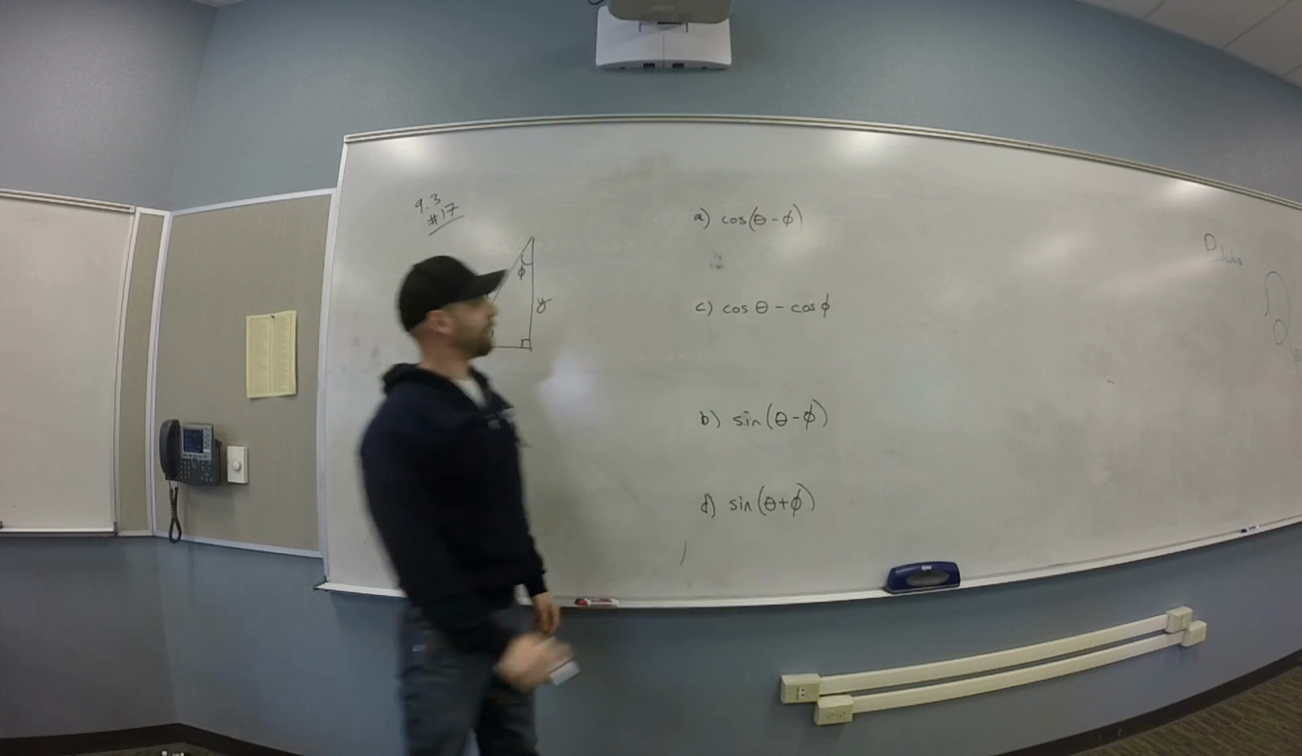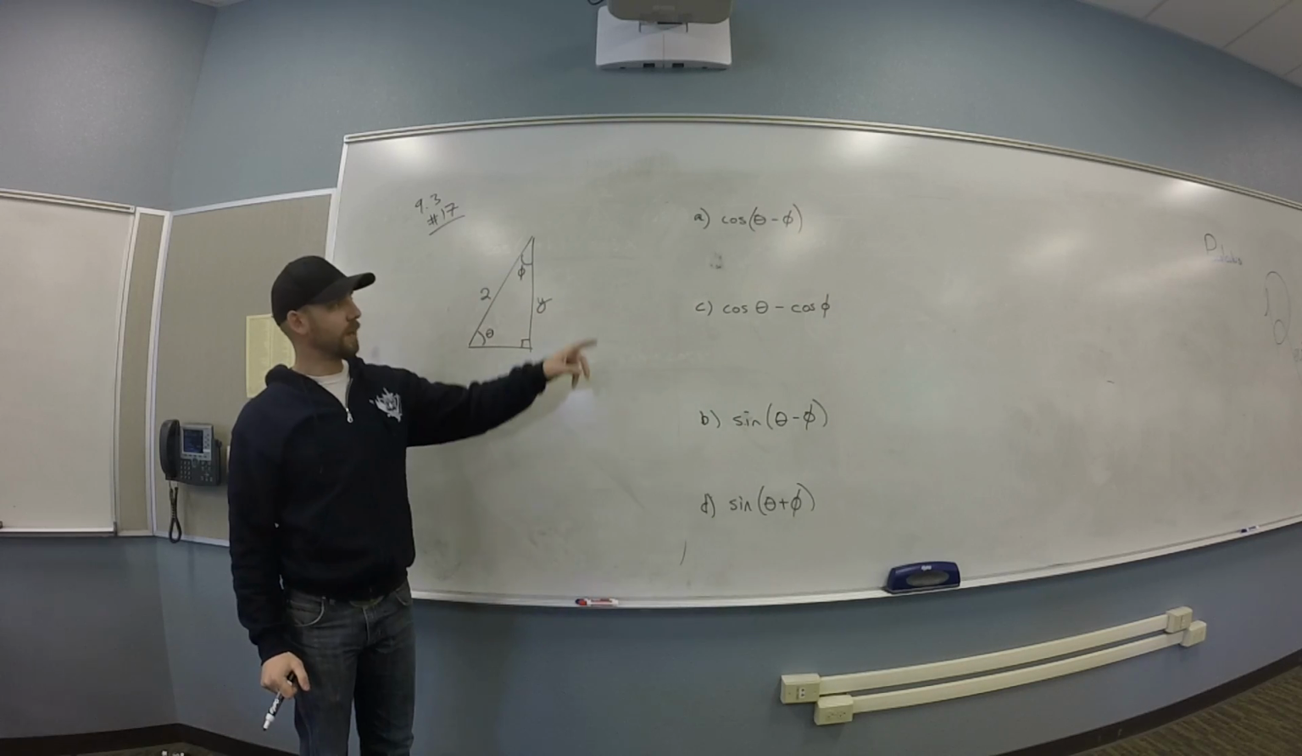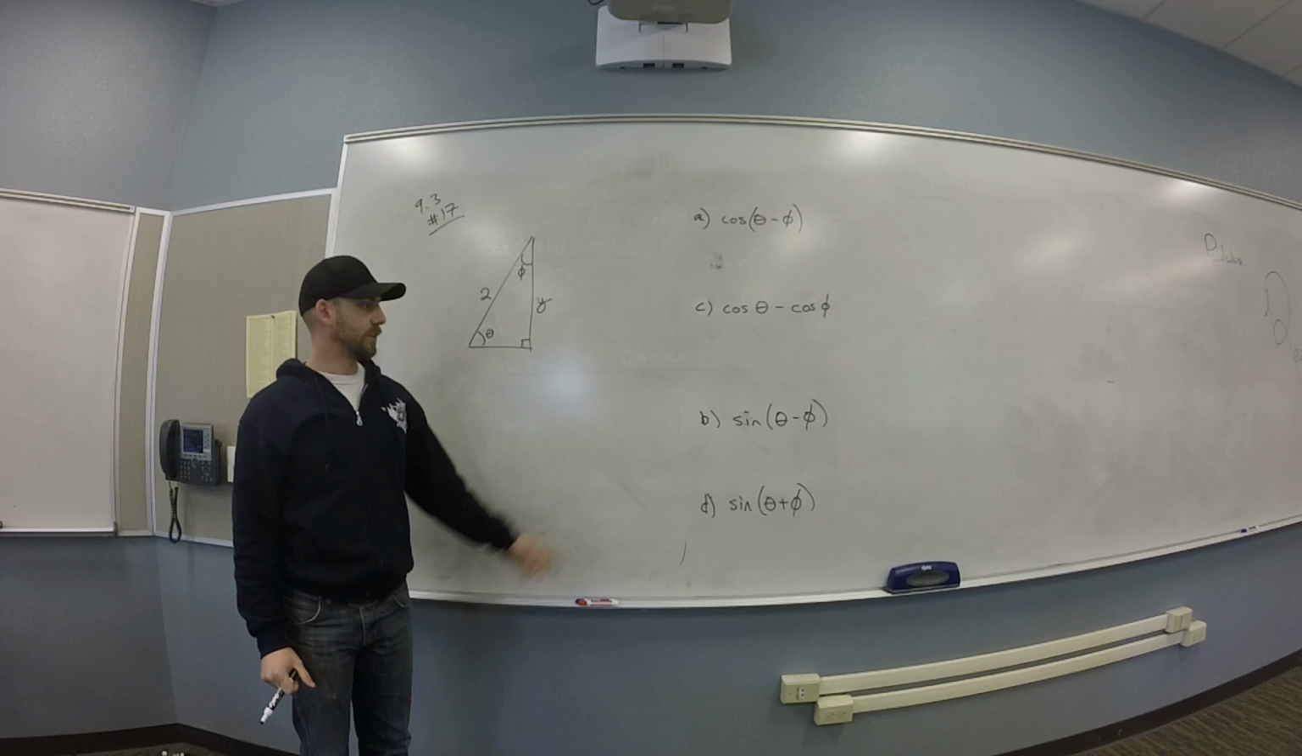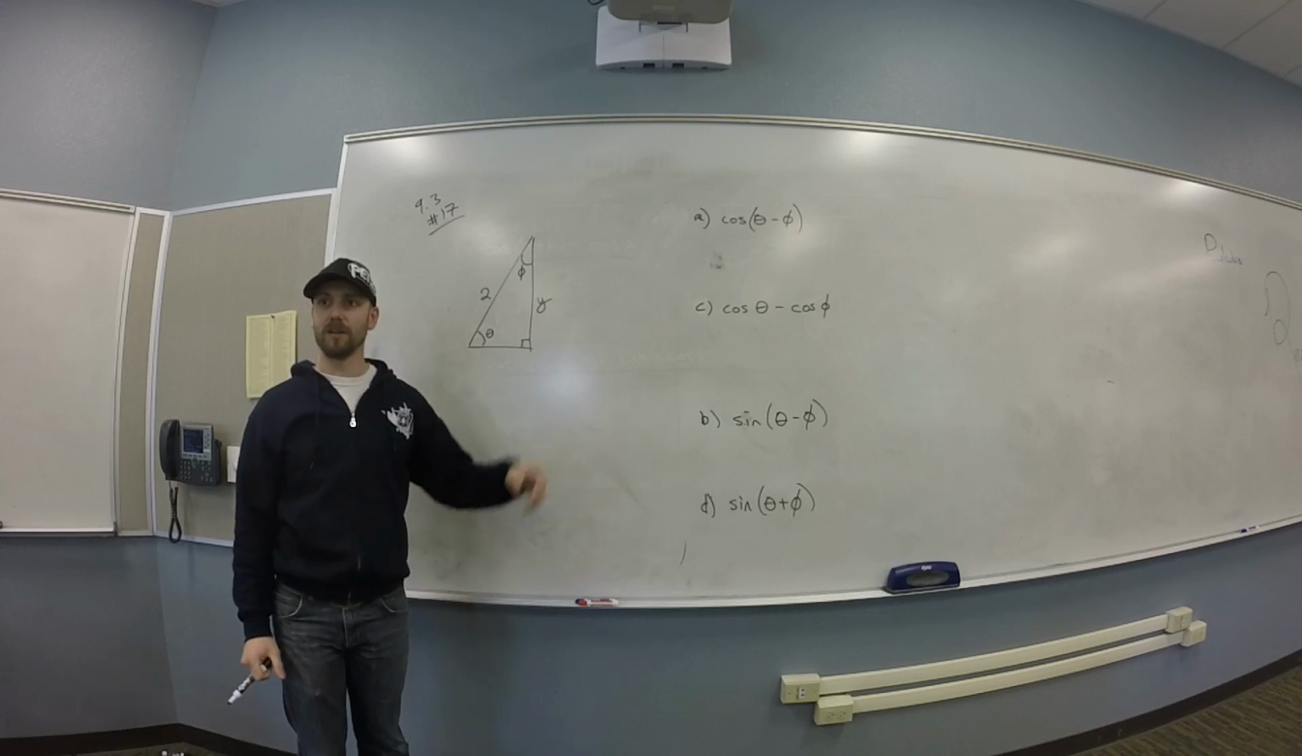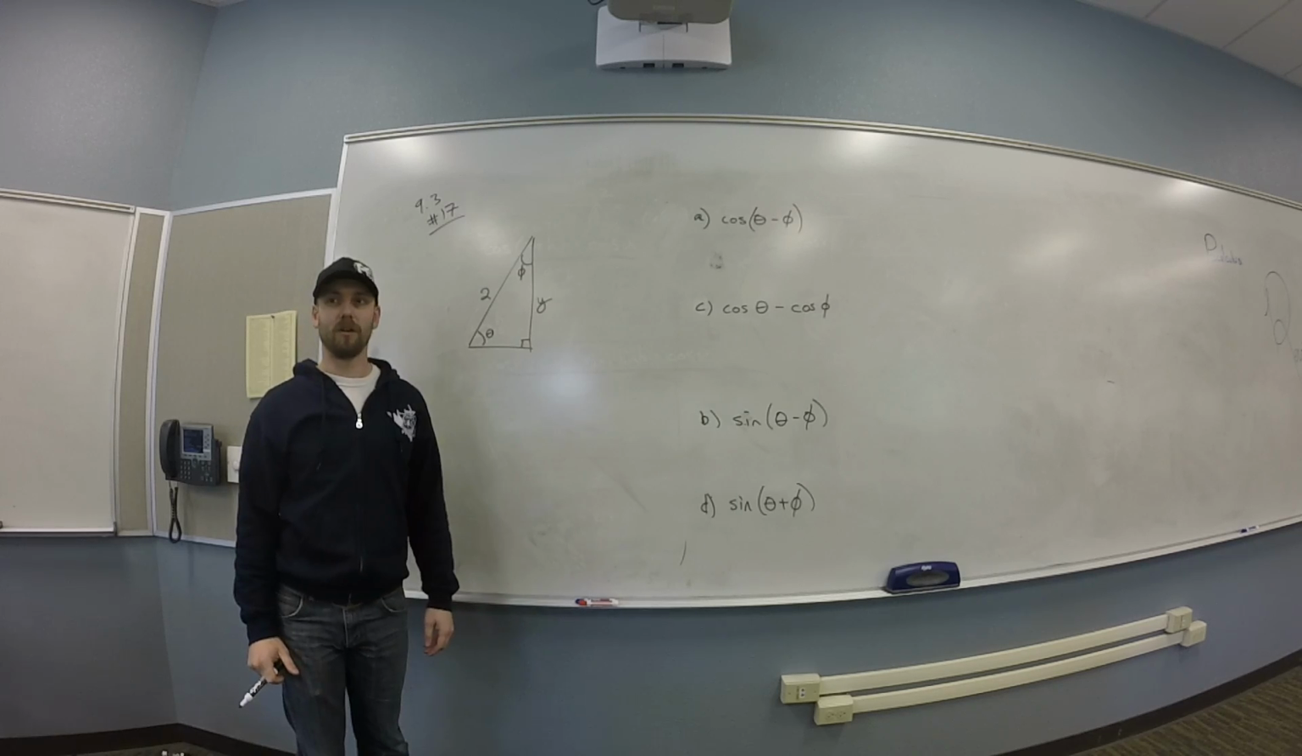Like, what's the cosine of theta minus phi? What's the cosine of theta minus the cosine of phi? What's the sine of theta minus phi? And what's the sine of theta plus phi? Which all seems like an awful lot of work, right?